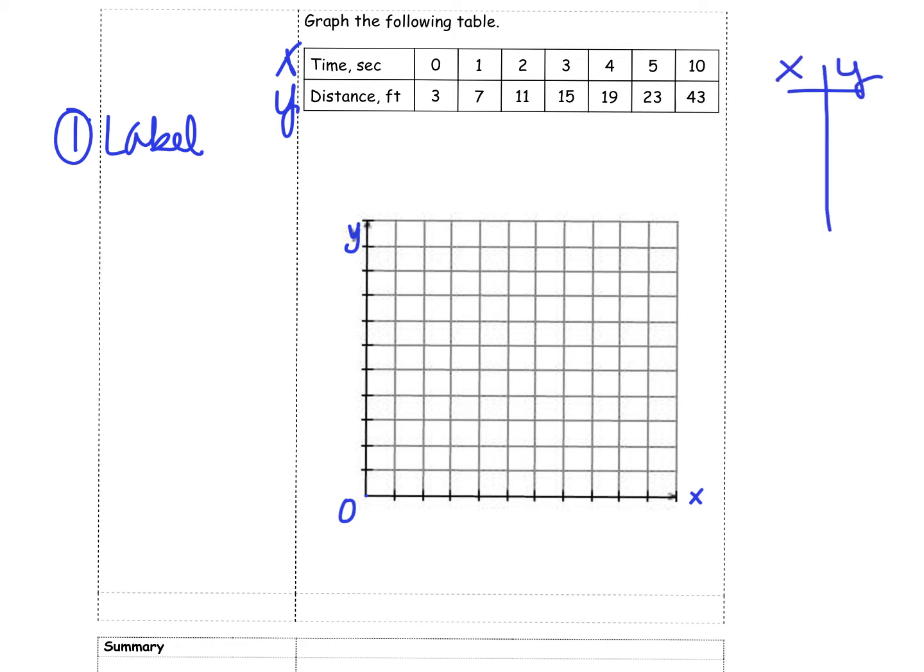So that tells me my time is going to go across the bottom, and I'm going to leave space for numbers, and I know it's in seconds. And then on the side, I'm going to have distance, and that's in feet. So I have my labels on my graph. I'm ready for step 2.